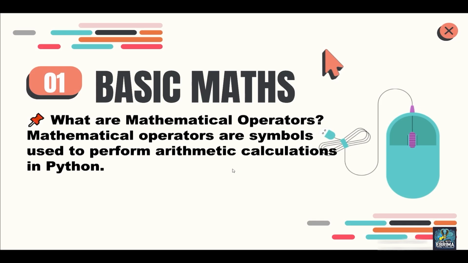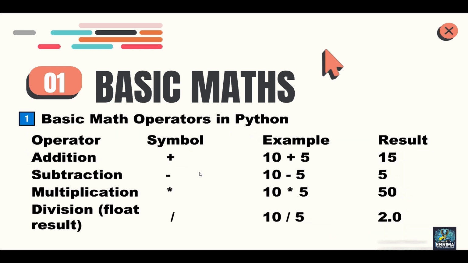Now we are going to take a closer look at the mathematical operators. The mathematical operators are symbols used to perform arithmetic calculations in Python. So now let's take a closer look at the basic math operators in Python. Addition, we are going to use the addition symbol.